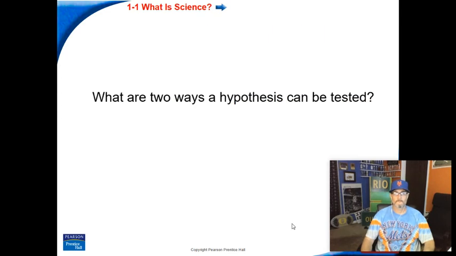Good. What are two ways a hypothesis can be tested? And if you're not sure, take a look at number 7.